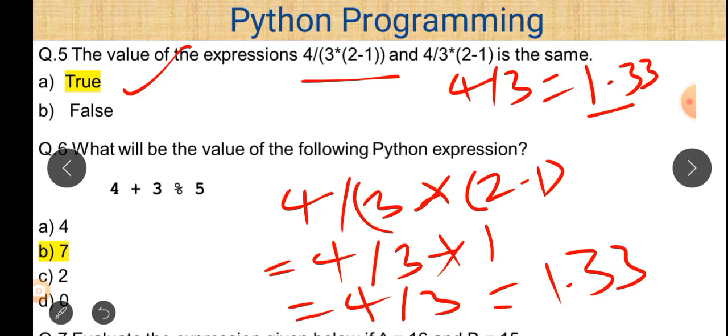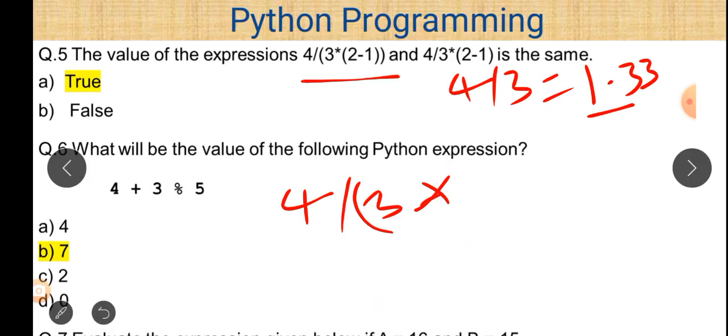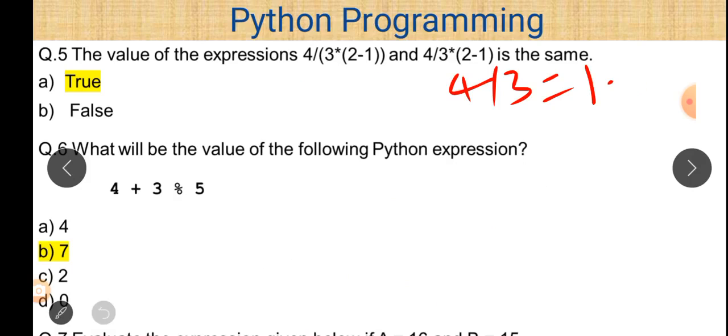The most important thing is that parentheses are always solved first in an expression, in mathematics as well as in the Python programming language. Okay, now let us take another question. So the answer is true.